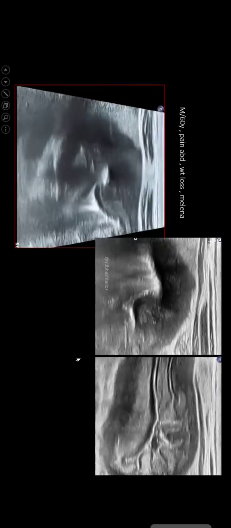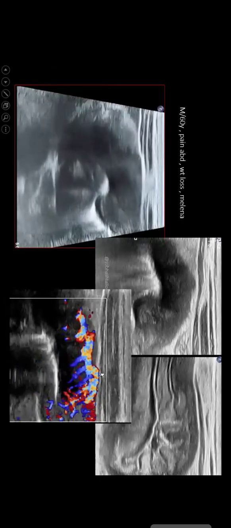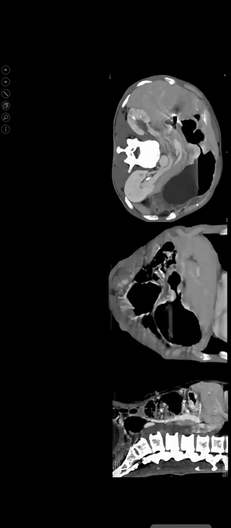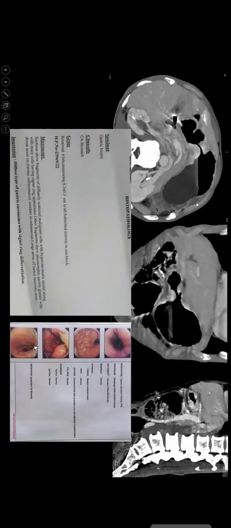So there is ulcerated growth with loss of gut signature. There is a preserved gut signature in the rest of the stomach. Mural hyperemia. CT shows ulcerated growth. Endoscopy was done, biopsy taken, and biopsy showed diffuse signet ring carcinoma of the stomach. So this is how we can differentiate the malignant ulcers.